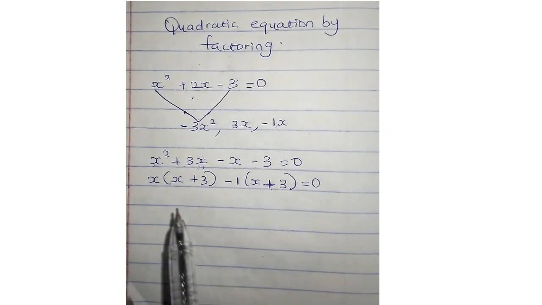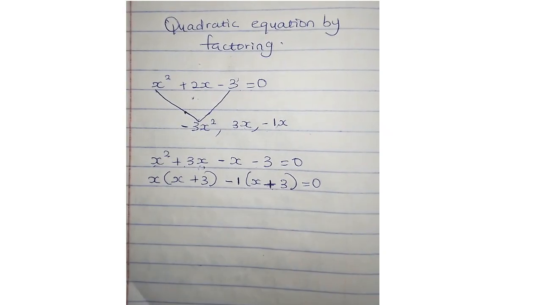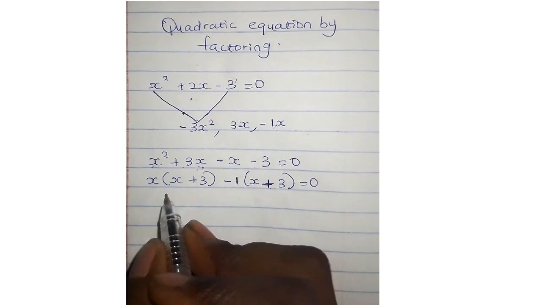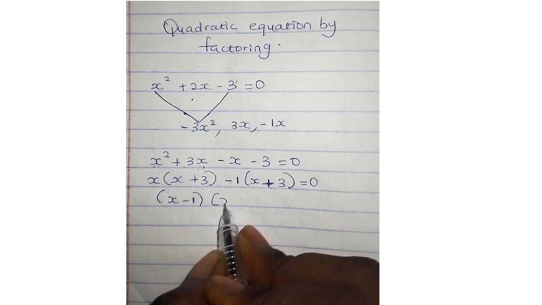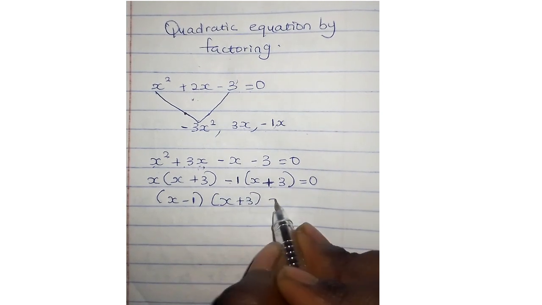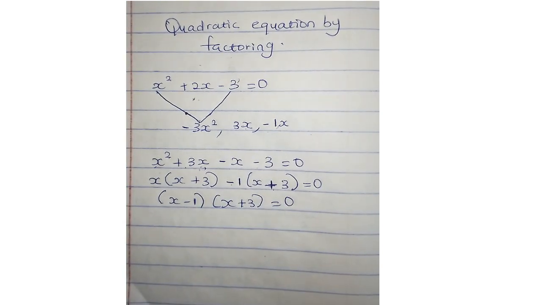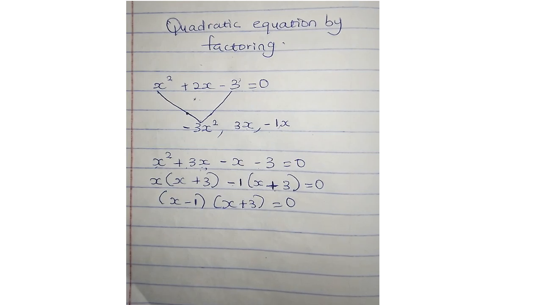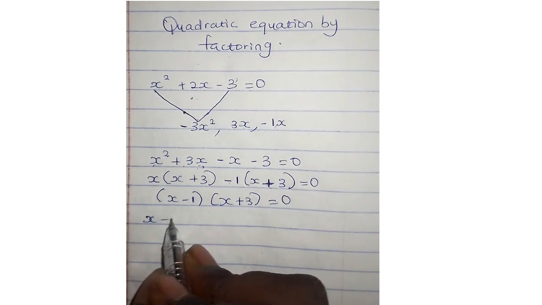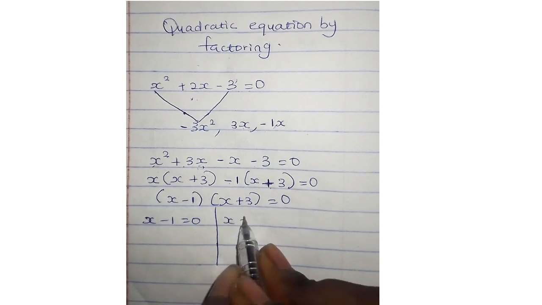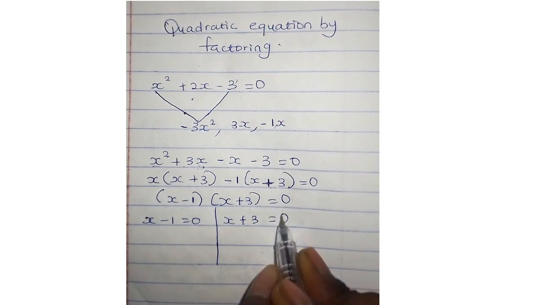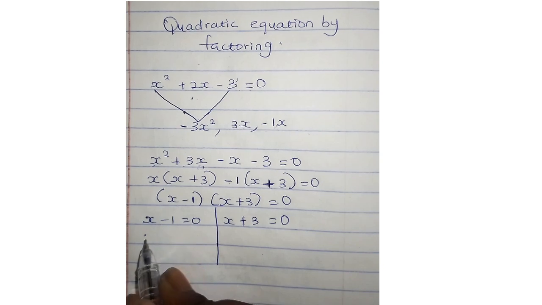Now, if you take a look at this and this, they are the same, so we're just going to pick just one. So we're going to have x minus 1, which is the number outside, and x plus 3, which is going to give us 0. Alright, that's to say x minus 1 is equal to 0 and x plus 3 is equal to 0. So let's start solving for this.